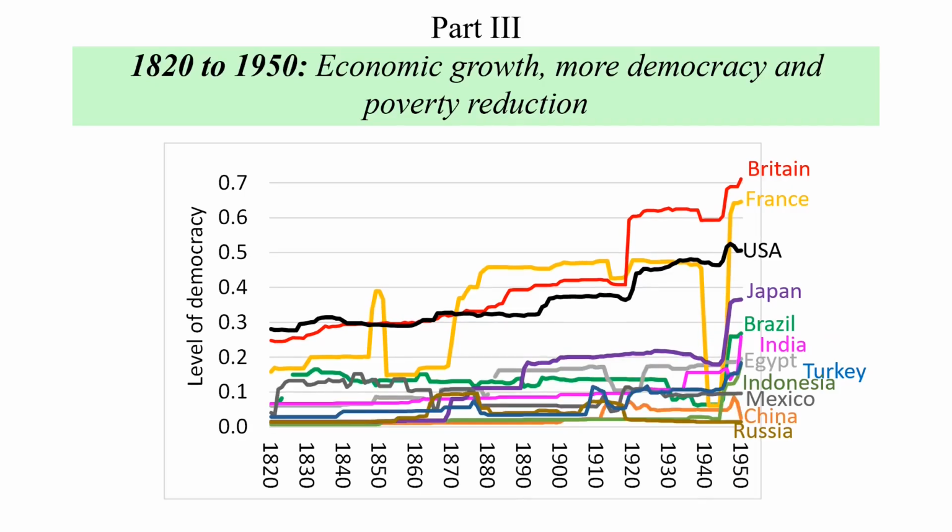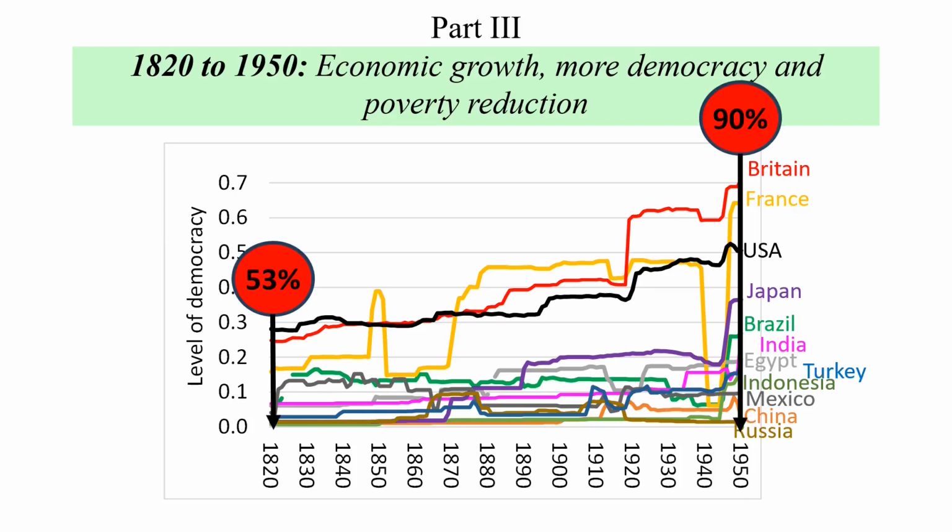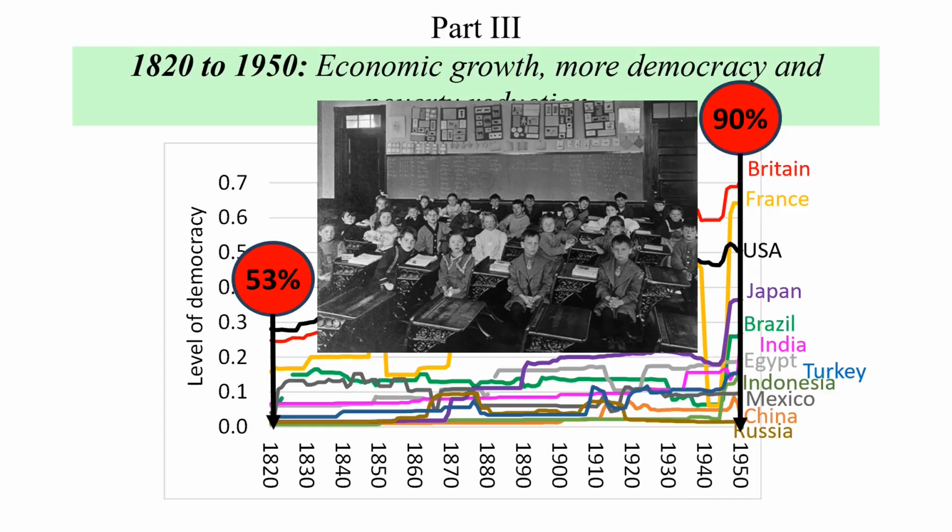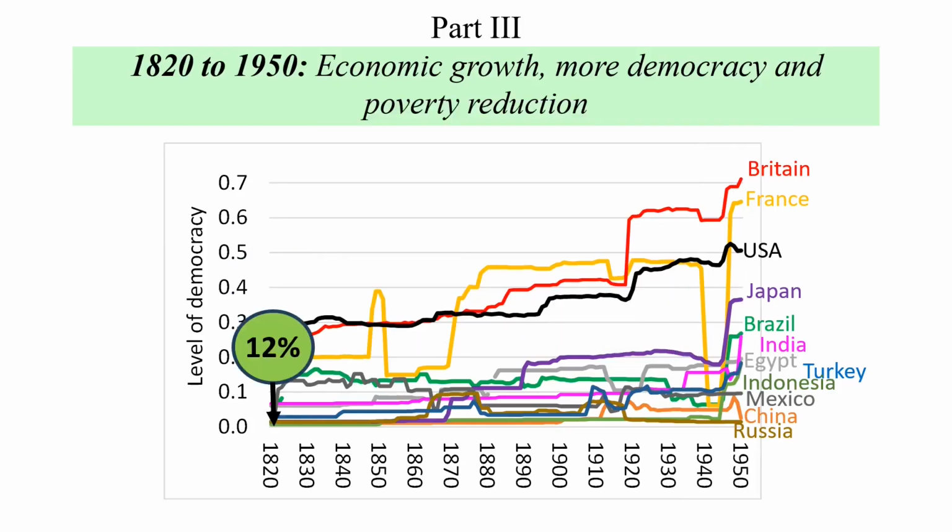One thing that assisted the fight for more democracy was better education. For example, the percentage of adults able to read in Britain increased from 53% here to 90% here, mainly because more and more children received some schooling. For the whole world, the figure increased from 12% to about 36%.